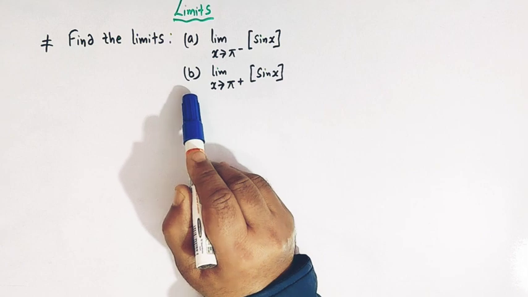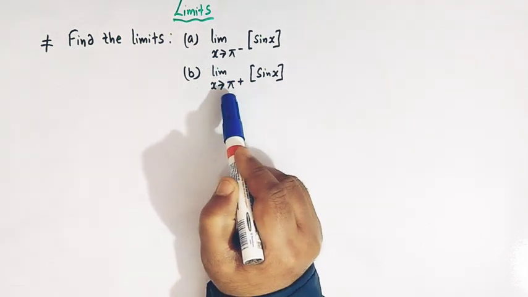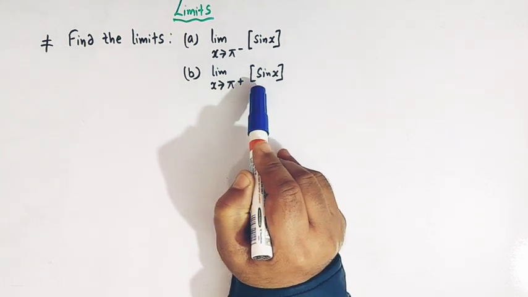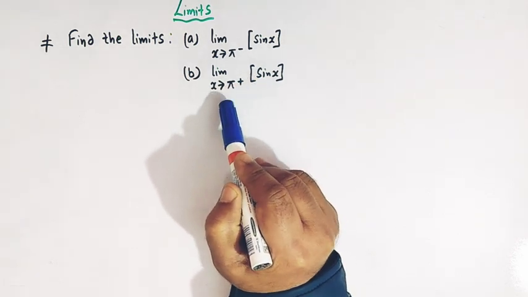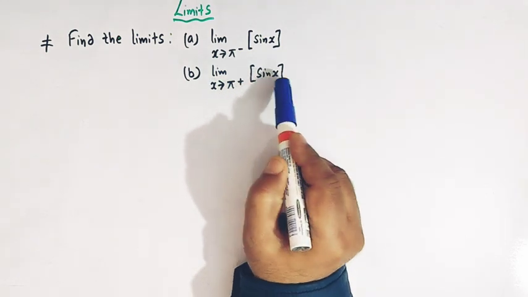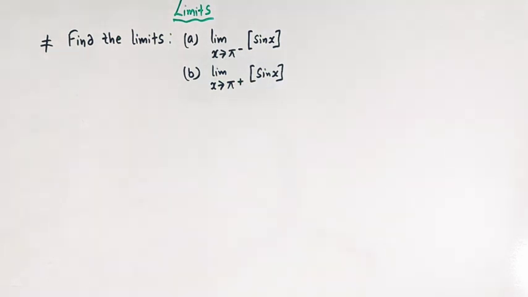And in the second limit we have the limit as x tends to pi plus, of the greatest integer of sine x. This positive sign shows that we have to find the right hand limit of this function, that is the greatest integer of sine x.